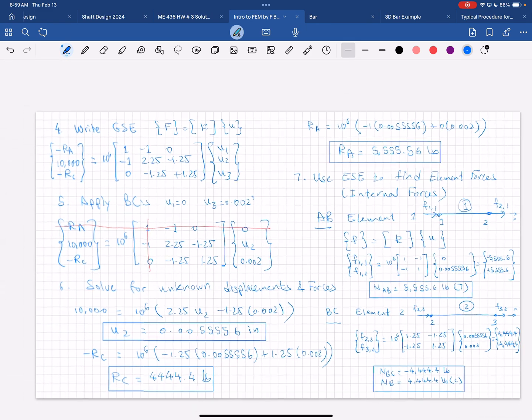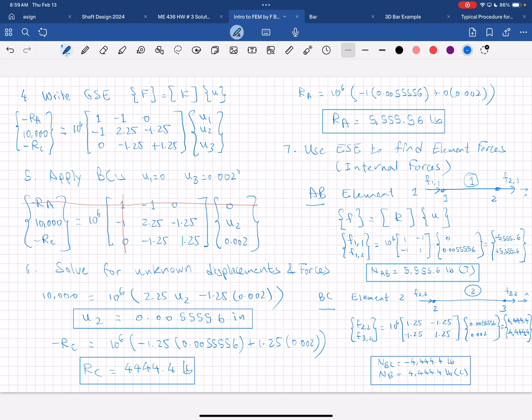So with this, we were able to apply the stiffness method to solve the same example we were able to solve using the classical method.